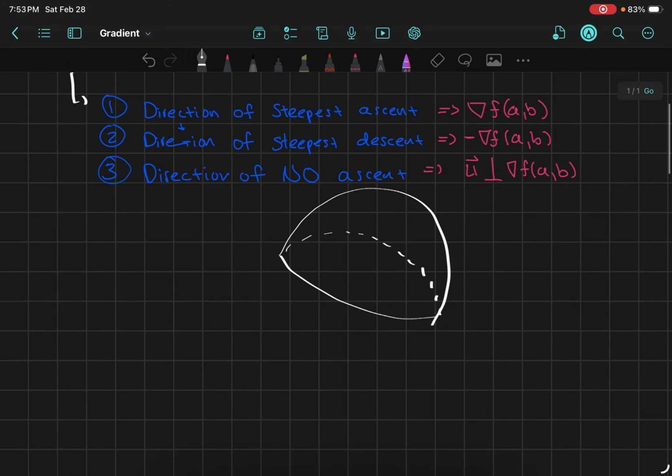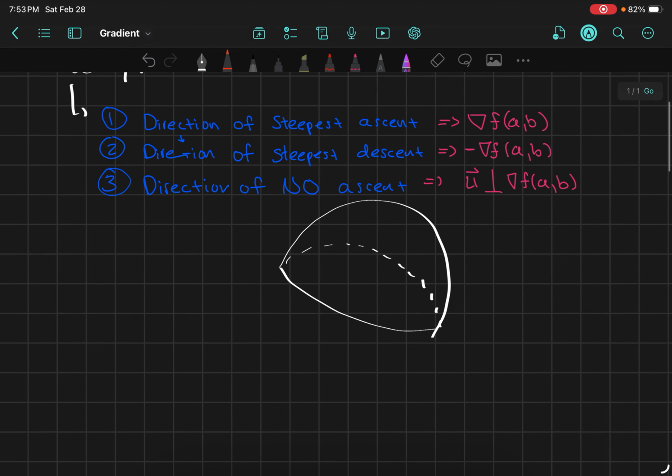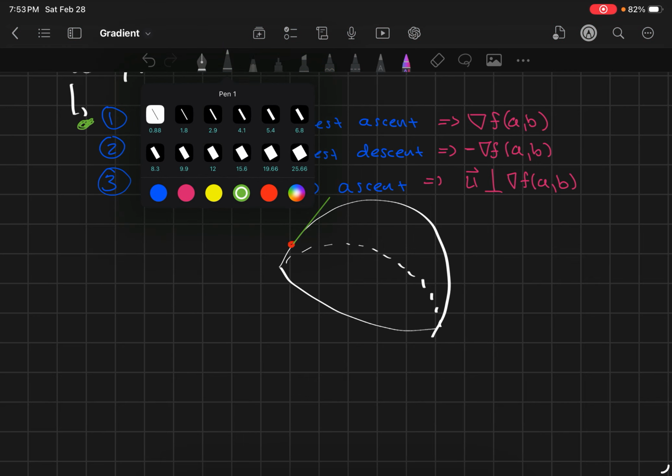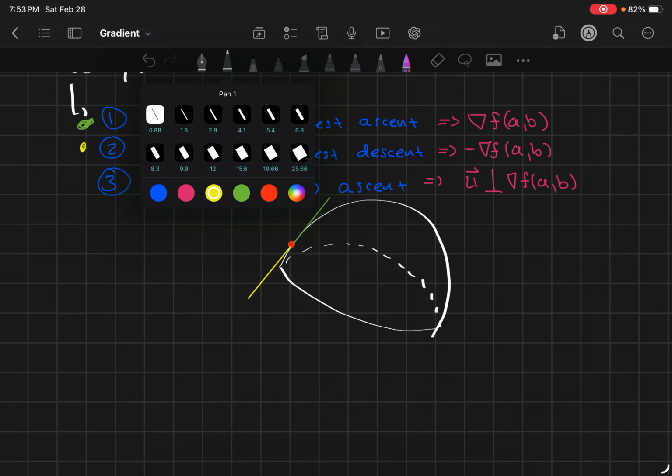Well, okay. What is our steepest ascent at some point? We'll have our point be right here. What's our steepest ascent at that point? It's just going to be the positive gradient, so that's going to be there. What is our steepest descent? Well, it's just the negative of that, like we stated here. And what is our no ascent?